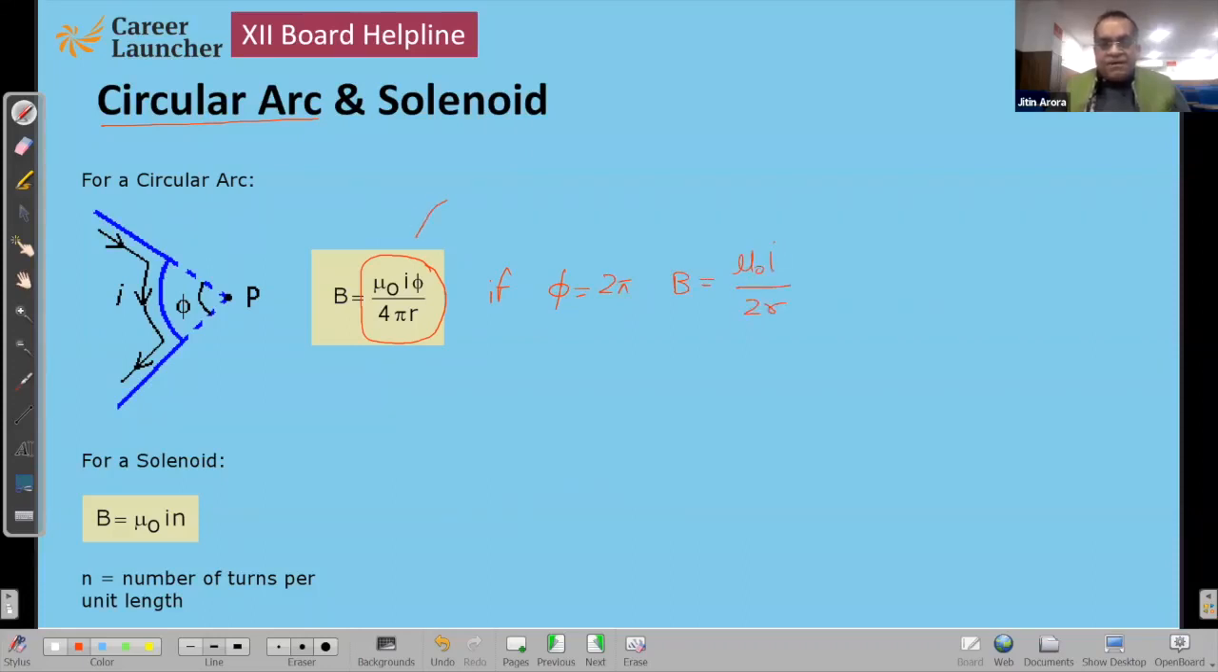So you have to remember this formula. This is again something that you have to remember, and that is why I'm writing it for you.